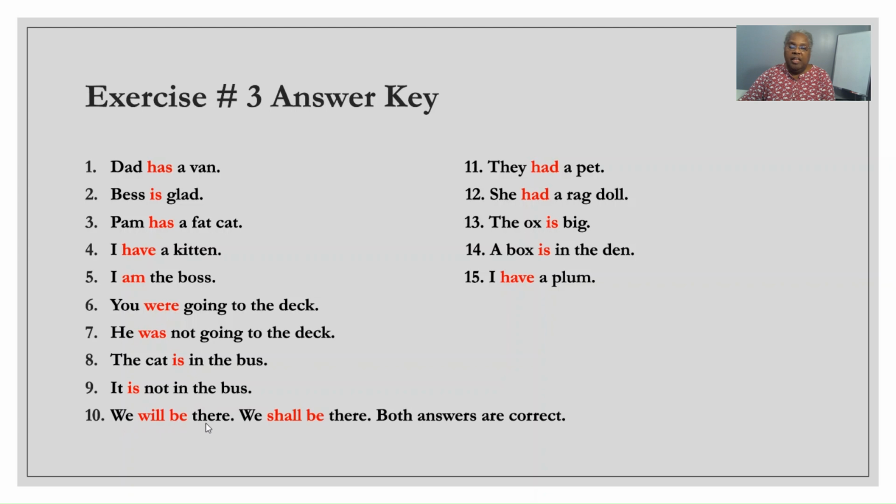We will be there. We shall be there. Both answers are correct. They had a pet. She had a rag doll. The ox is big. A box is in the den. I have a plum. Great job.